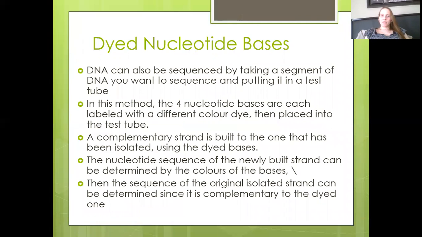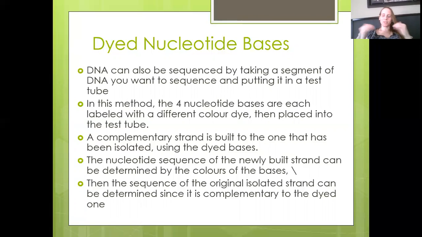And then dyed nucleotide bases is another way to sequence DNA. Essentially, what you're going to do is you'll take a segment of the DNA that you want to sequence and put it in a test tube. And then you'll also have a solution that contains the 4 different nucleotide bases, so A, T, G, and C, each labeled a different color. So maybe in the solution, all of the A's are red, and all of the T's are blue, and the G's are green, or whatever.